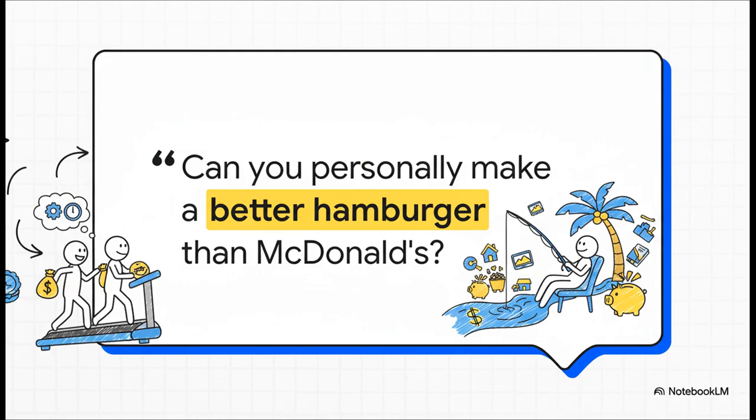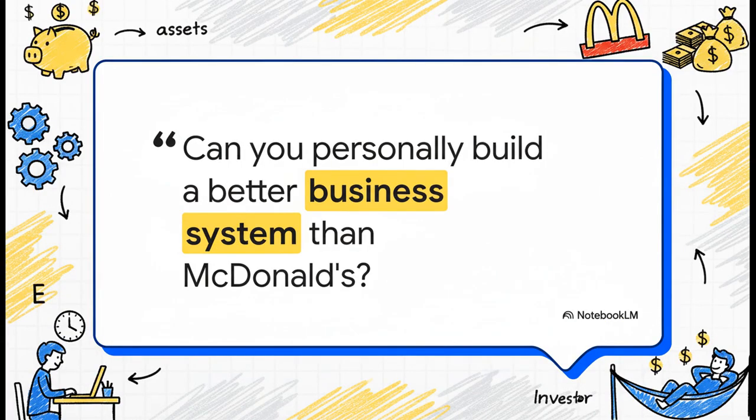Most of us could. We could use better meat, fresher buns. This right here is the S quadrant mindset. It's about being the best technician, the best chef. Your personal skill is at the center of the entire operation. And then he hits you with the follow-up.